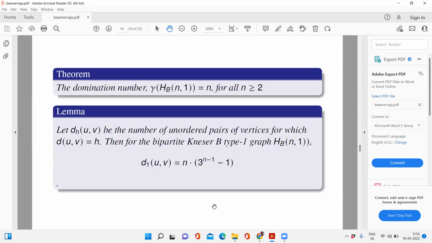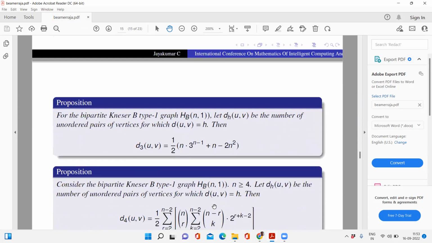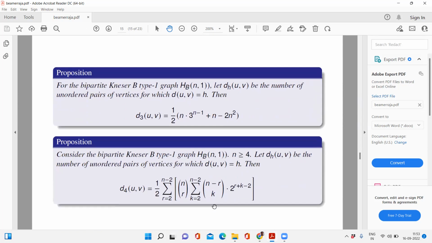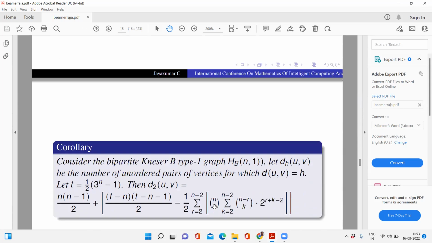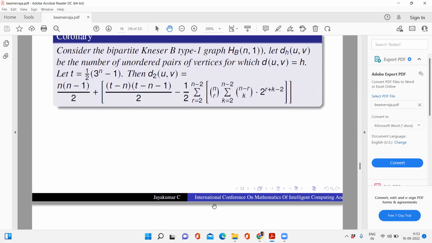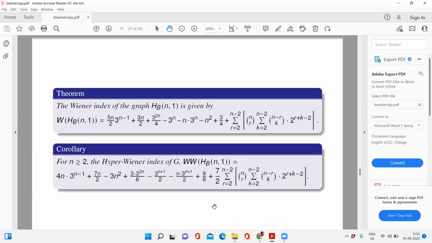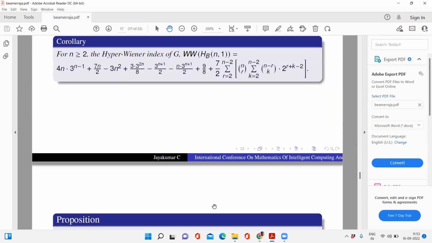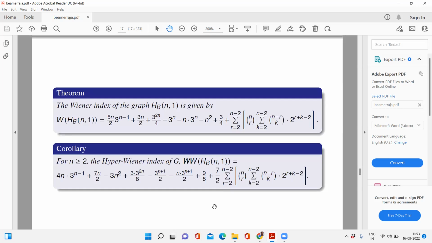So D1 UV means the number of unordered pairs having distance 1. It is obtained as n into 3 raised to n minus 1 minus 1. Similarly, we calculated unordered pairs having distance 3, d3 uv, and distance 4. And also, we calculated unordered pairs having distance 2. And all these are used to find the Wiener index and hyper-Wiener index. Wiener index is calculated here.